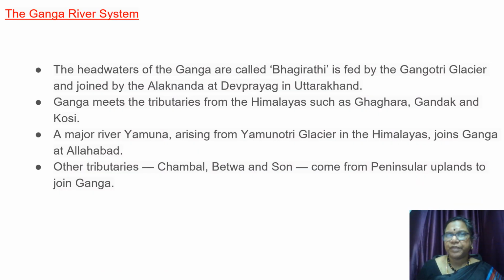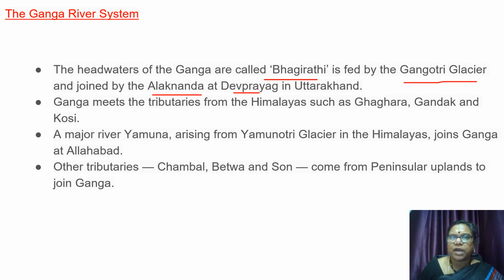Now we are going into the next Himalayan river system, which is the Ganga river system. The headwaters of Ganga are called Bhagirathi, and it is fed by the Gangotri glacier. The water comes from the Gangotri glacier. It is joined by Alaknanda at Devaprayag. So the headwater is called Bhagirathi, getting its water from the Gangotri glacier, and Bhagirathi is joined by Alaknanda at Devaprayag.